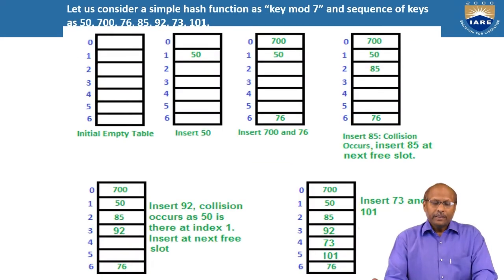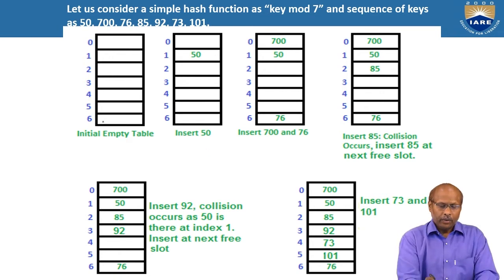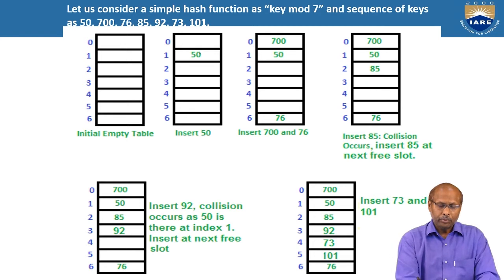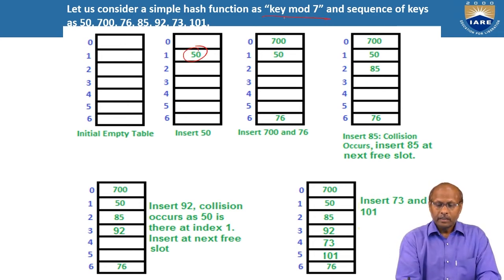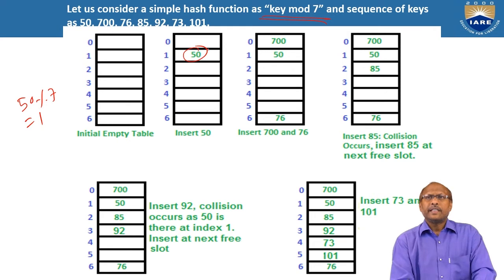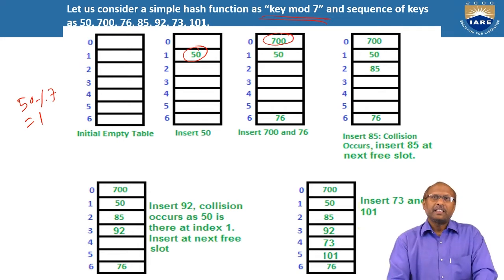Now please observe here. Here you have the set of data 50, 700, 76 and 85, 92, 73, 101. Initially the table is empty. First 50 comes. 50 is stored in the 1st position because of key mod 7. If you apply 50 modulo 7, the remainder is 1. So it is stored in the 1st position. Next 700 comes. The remainder will be 0. So 0th position. Up to this there is no collision.